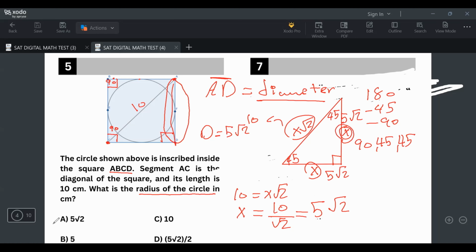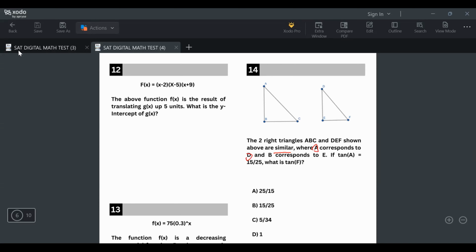You are given two right triangles and they are similar. And A corresponds to D and B corresponds to E. So this one here corresponds to that. And C, of course, will correspond to F. And you are given the value of tan A, which is equal to 15 divided by 25. So tan A is equal to 15 divided by 25.